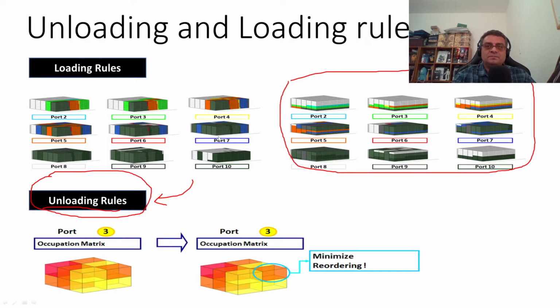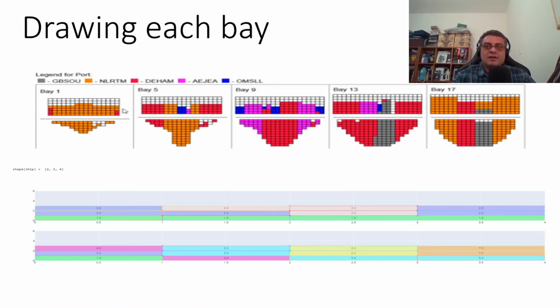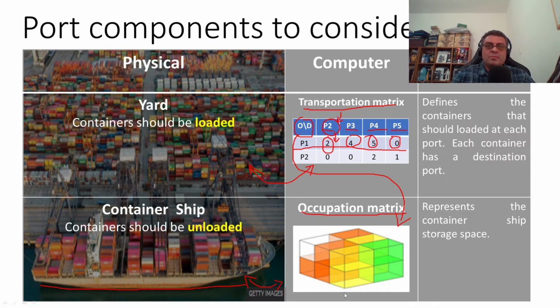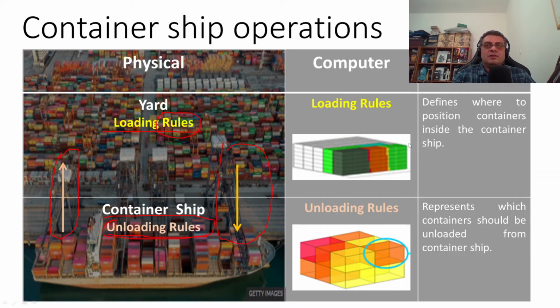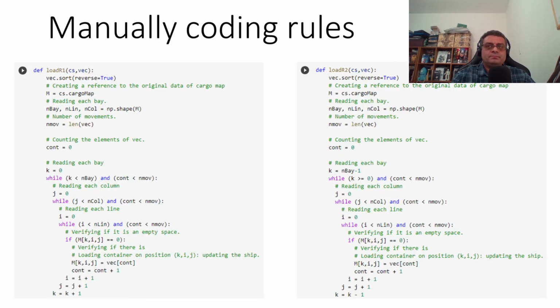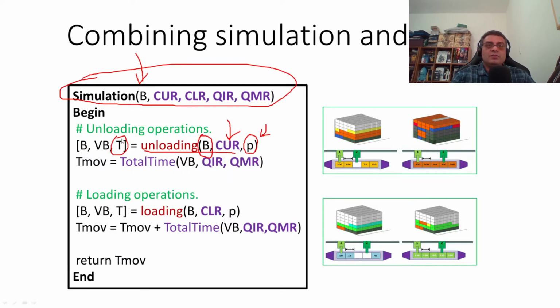Let's see again. So we have the occupation matrix B. This is the occupation matrix B. This is the transportation matrix T. And so these two letters are very important here. And we will compute the total number of movements to perform the unloading operations and also the loading operations.